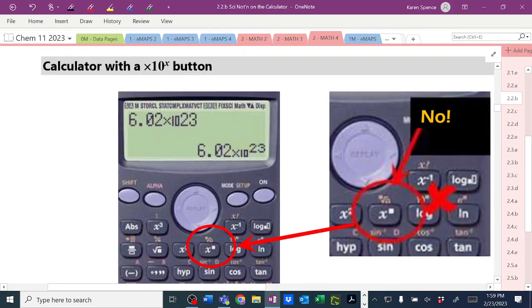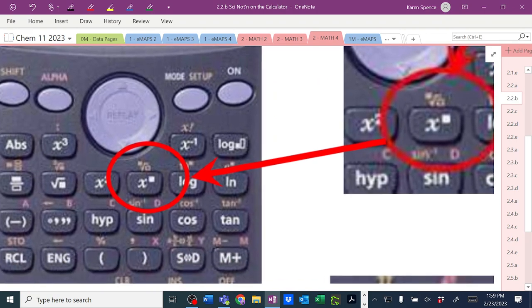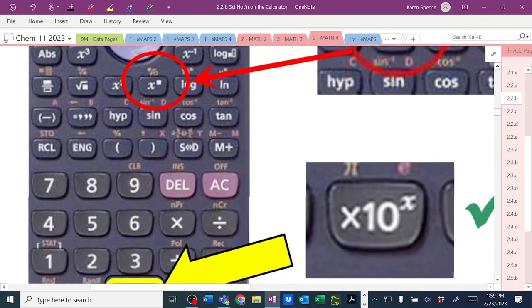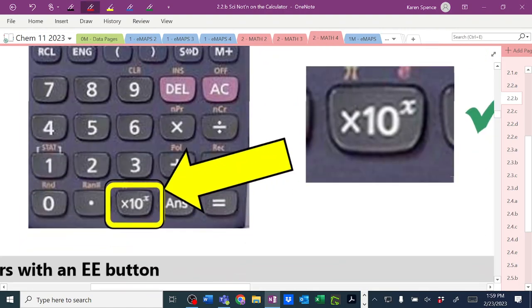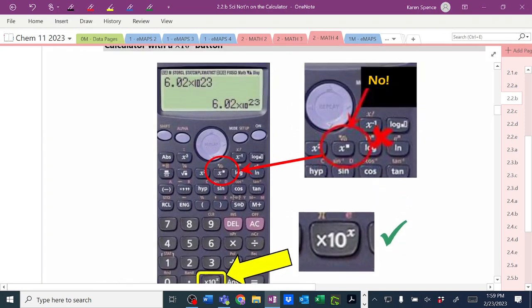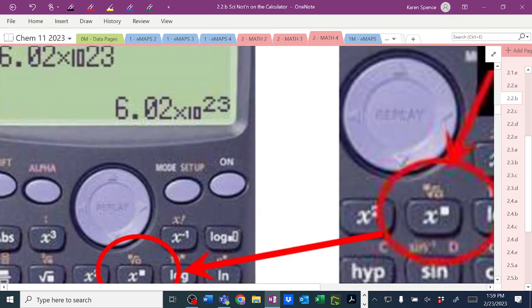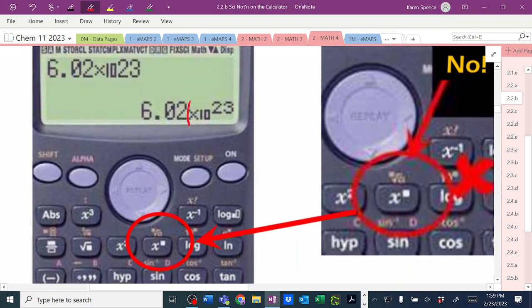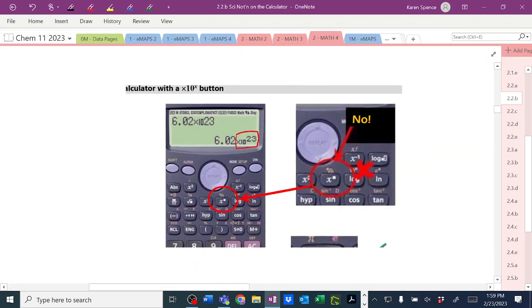All right. So here you may also see a little x with a square. Don't use that one. It's just as bad as x to the y. So don't use that. But if you have times 10 to the x, that is a happy button. Use that one. Okay? And some of your calculators will, when it shows up, actually show times 10 to the whatever, which is nice for you because then it looks like you would expect it to. Okay?